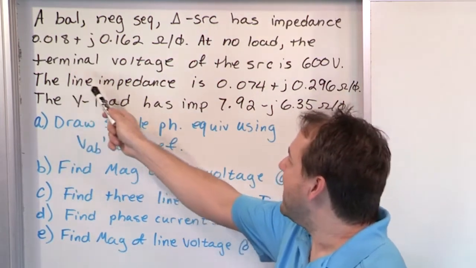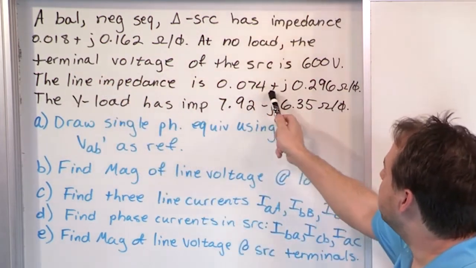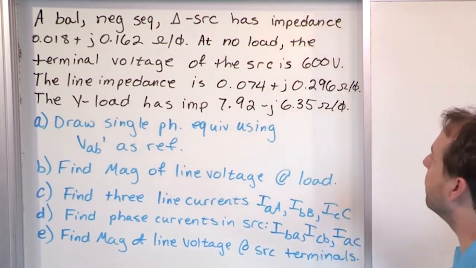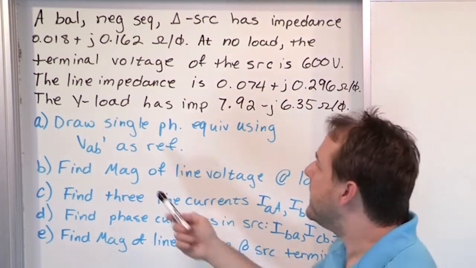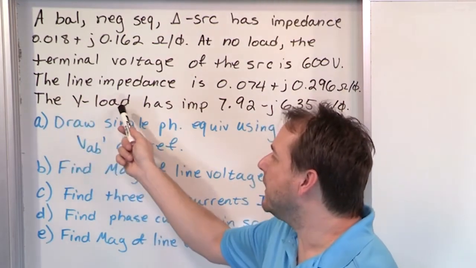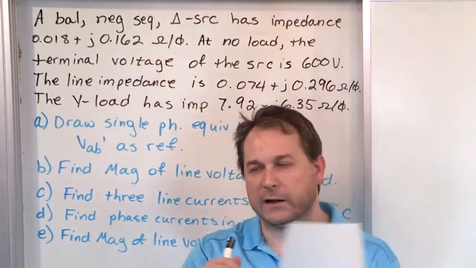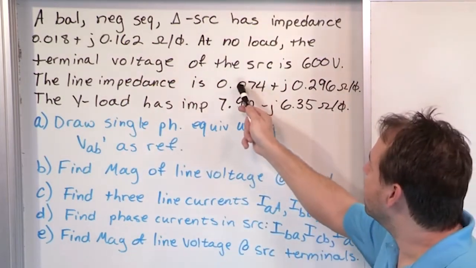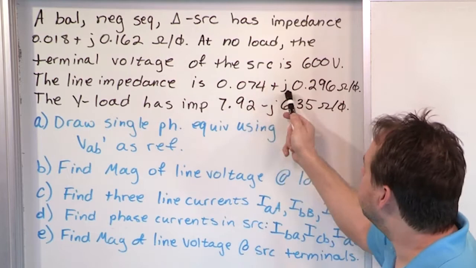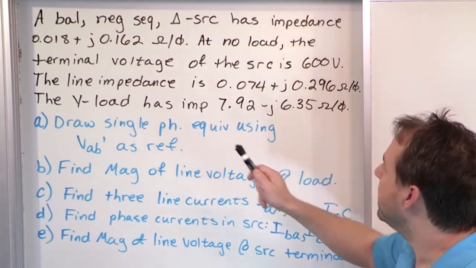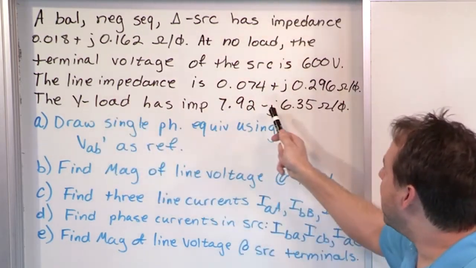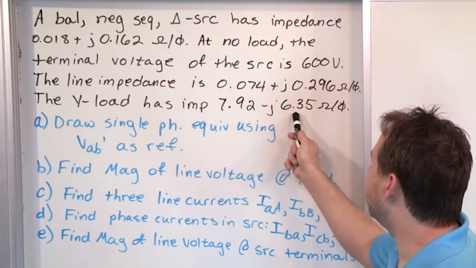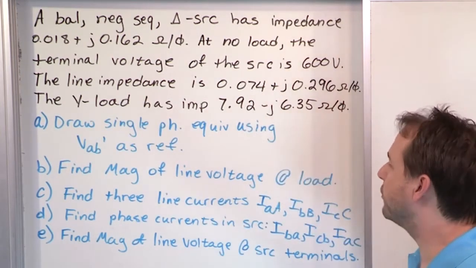Then we talk about the line impedance that this source is connected to. It has an impedance given here, 0.074 plus j0.296 ohms per phase, so that's talking about the line. And then that line is connected to a Y load. So you see it's a delta source and a Y load, and the Y load has an impedance as given here. Notice the line impedance is inductive because we have the positive j, but the Y load has actually a capacitive impedance because we have minus signs. So we have a real and imaginary part, so a resistive and capacitive part of the load.